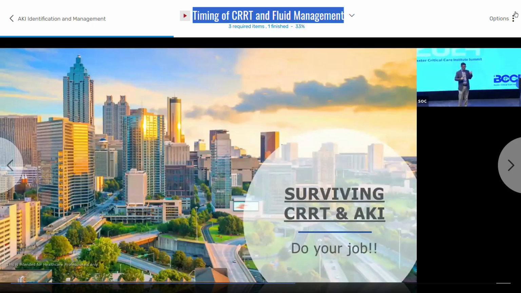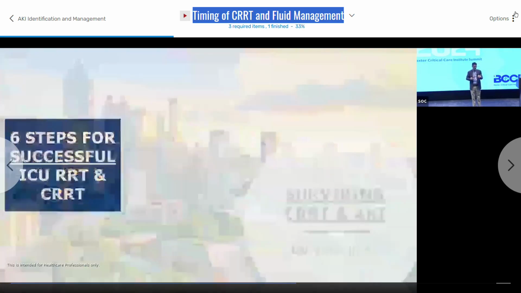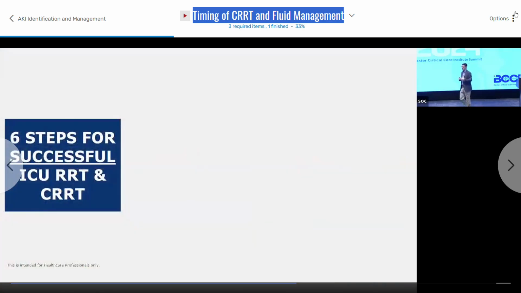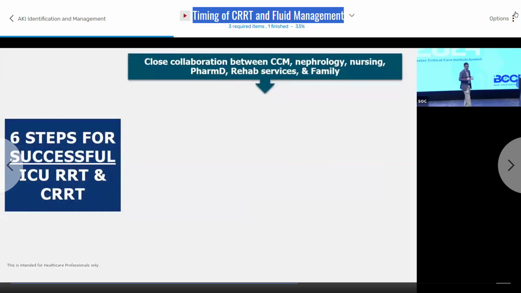Because a machine that's just sitting there spinning is not necessarily going to help the patient, okay? So I like to talk to people about the 6 steps for successful dialysis. The first is we need to have close collaboration. I'm going to talk about that in a few minutes, but we need to have close collaboration with all these different service lines. You can put I don't have the patient in here because I'm in the ICU and many of my patients aren't capable of participating in decision-making at this collaborative point, but they should be in there as well.